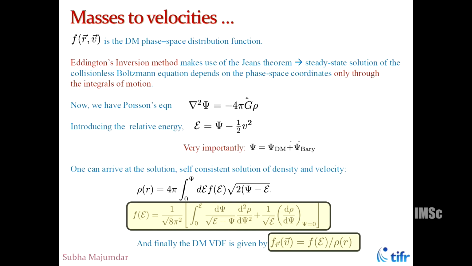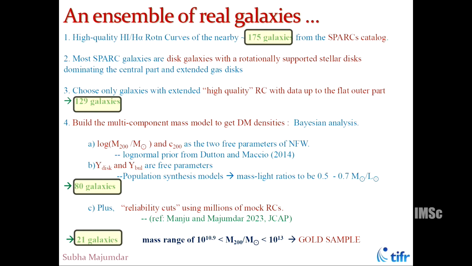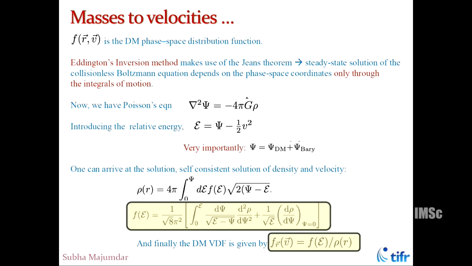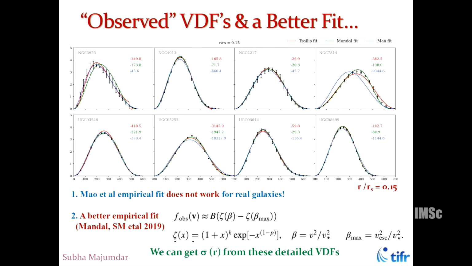If I have densities, because from these rotation curves I can get densities, then from densities there's a way to go to velocities with simple assumptions of sphericity of the potential. This is called Eddington inversion. I'm not going to go through this, but one can find the velocity distribution function. So basically I find the velocity distribution function at different radii for all these galaxies.